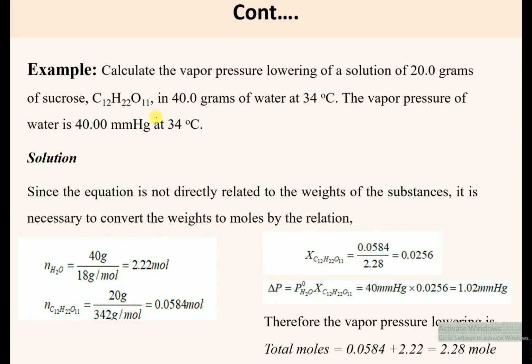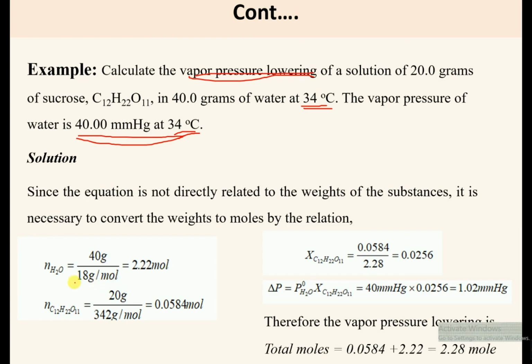Example, let us see this. Calculate the vapor pressure lowering of a solution of 20 grams of sucrose in 40 grams of water at 34 degrees centigrade. The vapor pressure of water is given at this temperature. Okay, we are asked at 34 degrees centigrade. Given that at 34 degrees centigrade the vapor pressure in its pure form is given. So the question is how much the vapor pressure is lowered when 20 grams of sugar is added to 40 grams of water.